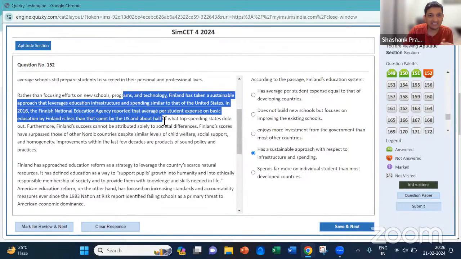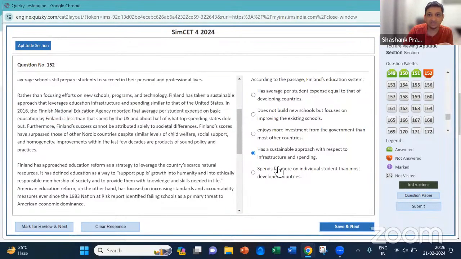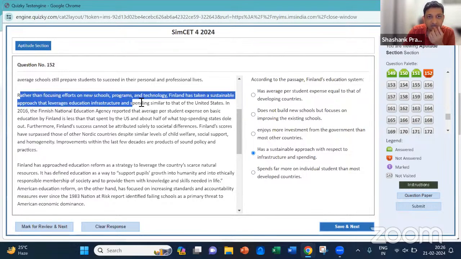Average spend is less than that in US. So this is wrong. So more investment is also wrong. Does not build new schools but focuses on improving the existing schools. So rather than focusing on new schools, programs and technology, a sustainable approach that leverages. This is absolutely perfect. I don't know why something else will be an answer other than this.